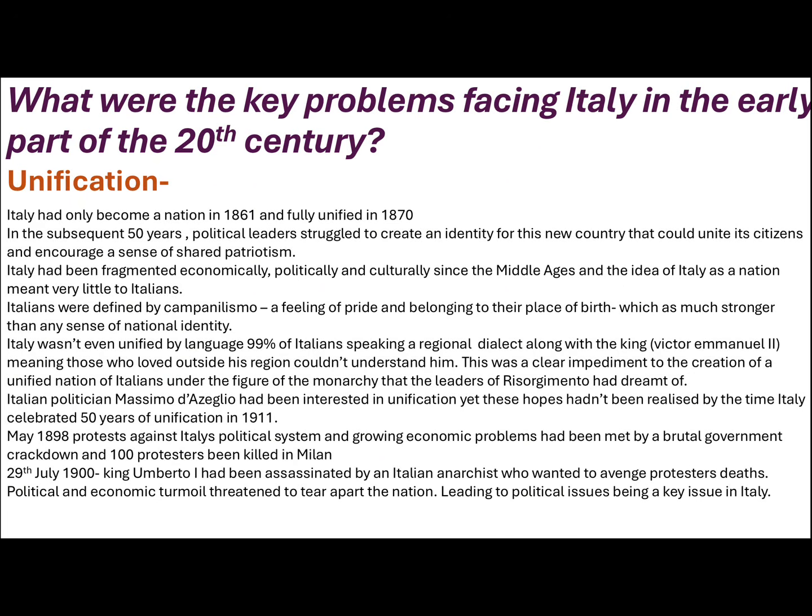Italian politician D'Azeglio had been interested in unification, yet these hopes hadn't been realised by the time Italy celebrated 50 years of unification in 1911. In May 1898, protests against Italy's political system and growing economic problems had been met by a brutal government crackdown, and 100 protesters were killed in Milan. And on the 29th of July 1900, King Umberto I had been assassinated by an Italian anarchist who wanted to avenge the protesters' deaths. Political and economic turmoil threatened to tear apart the nation, making political issues a key problem in Italy.